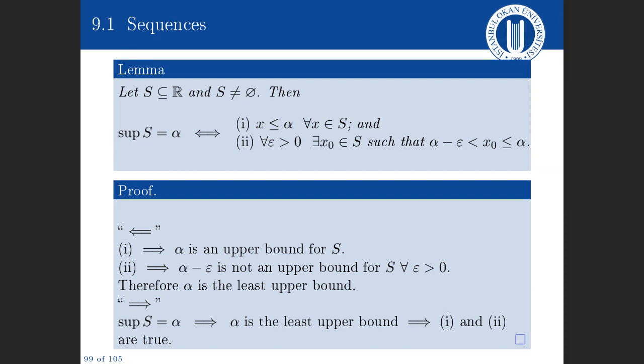First of all, let's prove "is implied by". Rule number 1 implies that alpha is an upper bound for S, and rule number 2 implies that alpha minus epsilon is not an upper bound for S. That proves that alpha is the least upper bound, or the supremum. And going forwards, "implies" is straightforward. If alpha is the supremum, alpha is the least upper bound, so therefore 1 and 2 are true.